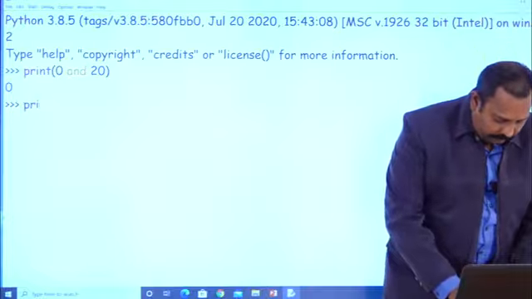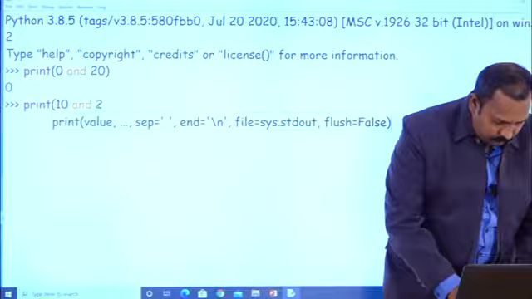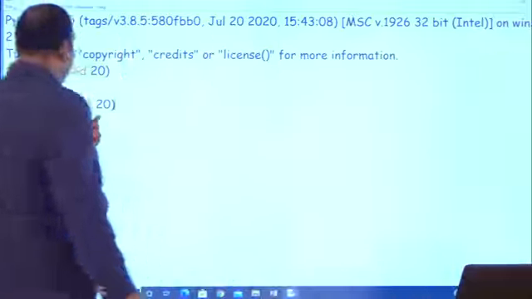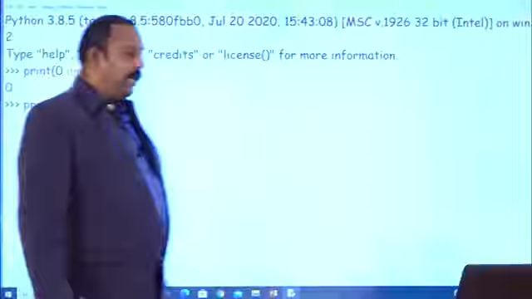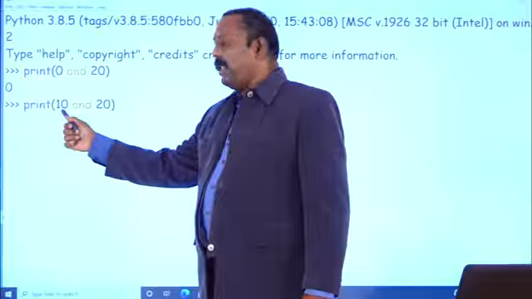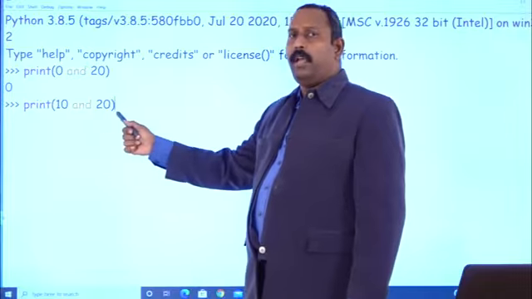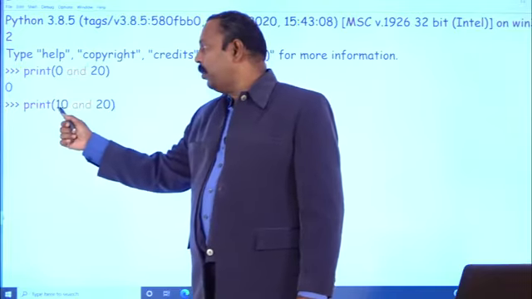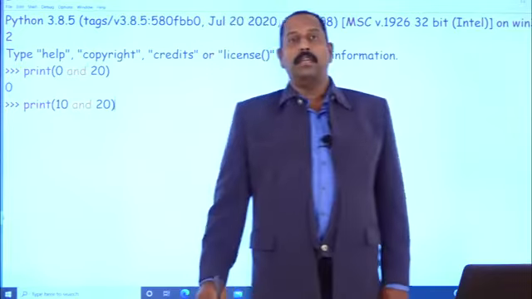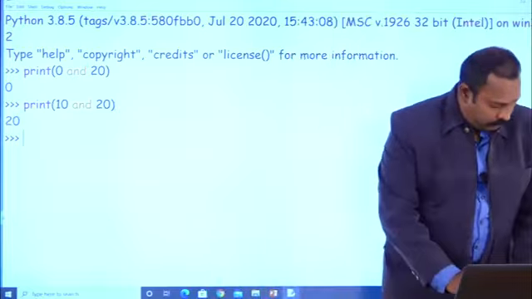Suppose I write print 10 and 20. So X is 10 here, Y is 20 here. X is not false here. Other than 0, anything will be considered as true. So this is a true value. What output will you get? You will get the output 20.